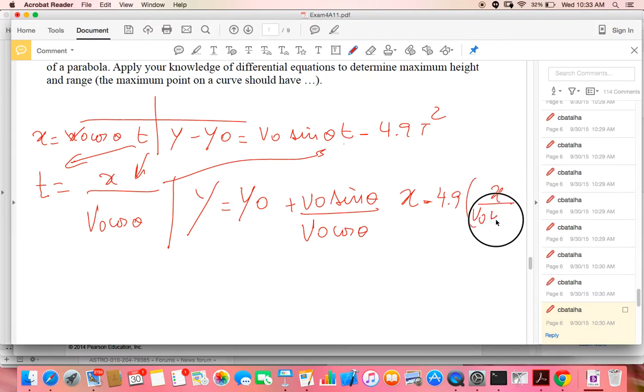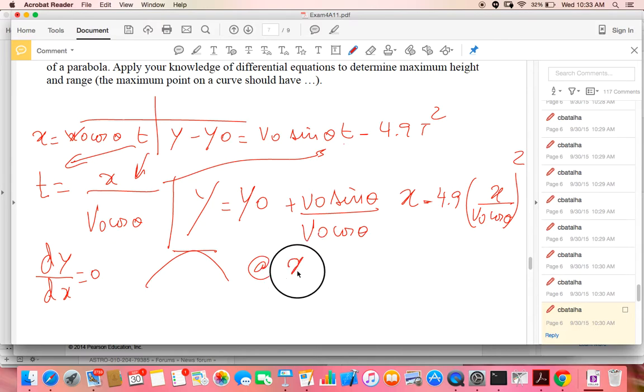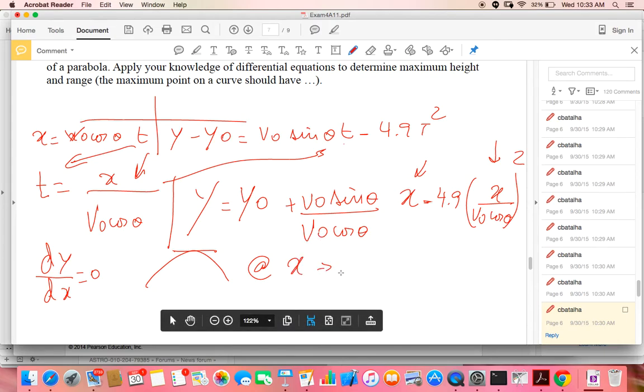x over v naught cosine theta, and this is squared. And now what you do, you take dy/dx equals 0. So you're going to find the points of maximum in your parabola right there. And then you can find at what x this happens, right? You apply the derivative. The derivative of x squared is going to be 2x. And then you find an x that depends on theta.